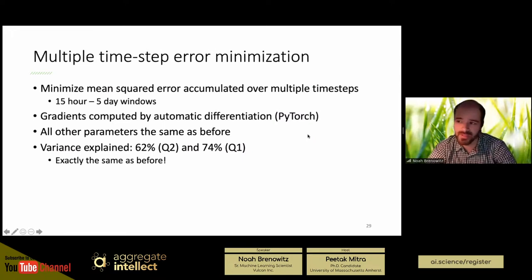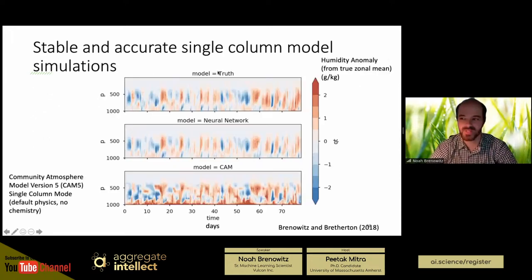So the way we got around this particular problem in the setting was to instead minimize the mean squared error accumulated over multiple time steps of integration. And this is easy to do with neural networks. It's all differentiable. So you can use PyTorch or any automatic differentiation code to do this. All the parameters are the same as before. The loss function is different, but all the hyperparameters are the same. And we explain almost exactly the same variance in an offline sense. But when we integrate it forward in time, instead of 10 to the 35th Kelvins, we reproduce the truth almost exactly.